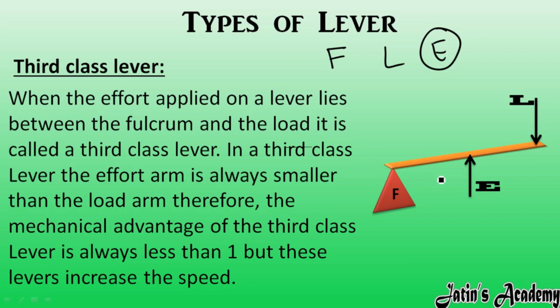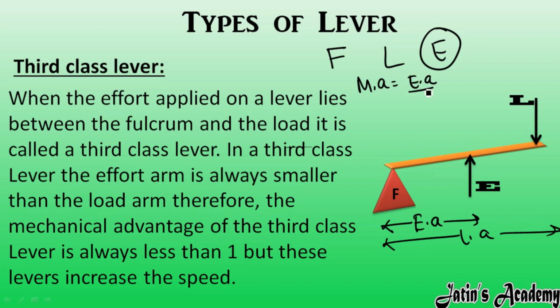In a third class lever, see carefully, fulcrum is here and effort is here. So the distance between fulcrum and effort is effort arm, and the distance between fulcrum and load is load arm. From the diagram you can see clearly that load arm is greater than effort arm. And as we know the mechanical advantage formula, mechanical advantage is equal to effort arm over load arm, okay? And here load arm is greater and effort arm is less. If effort arm is less, means mechanical advantage is also less. Less than what? Less than 1. Mechanical advantage is less than 1 in a third class lever.